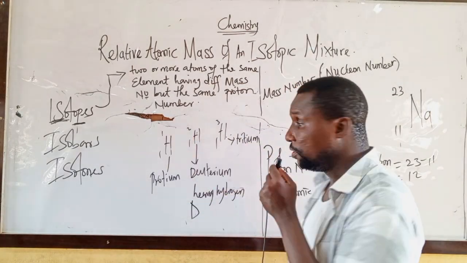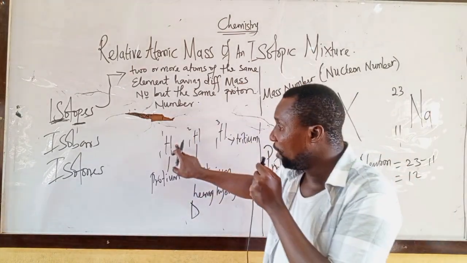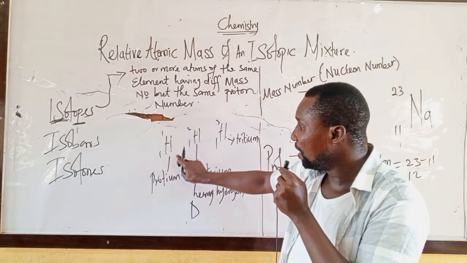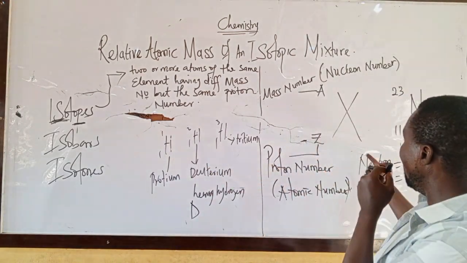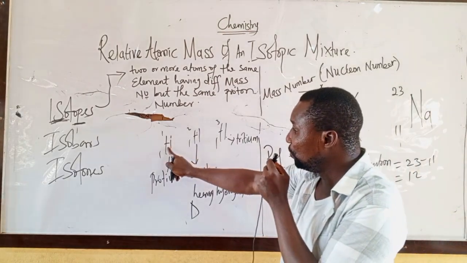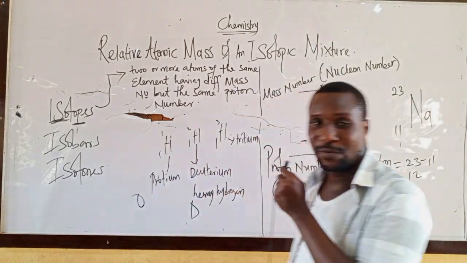This one is the normal hydrogen. In this case, what will be the neutron number of this proton? The neutron number, I told you, is mass number minus proton number. The neutron number of this one is 0.